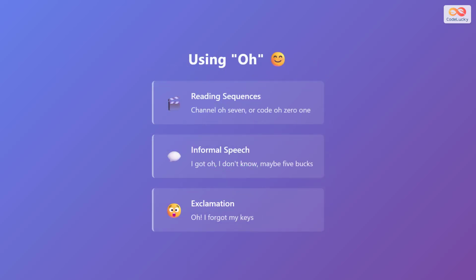O is used differently from 0. You use O when reading sequences of digits informally, such as channel 07 or code 001. In casual speech, you might say I got O, I don't know, maybe $5. O is also used as an exclamation, such as oh, I forgot my keys. These informal contexts call for the O pronunciation.